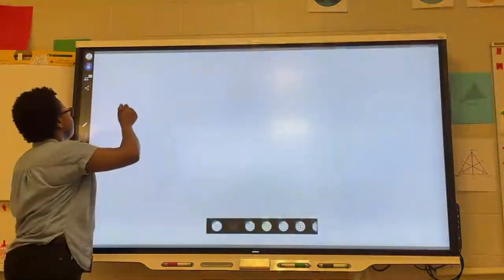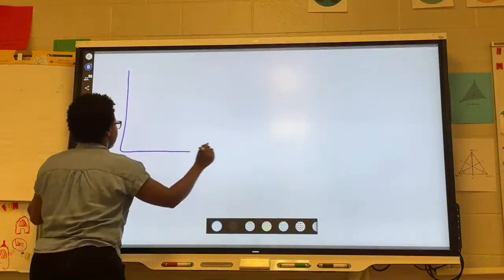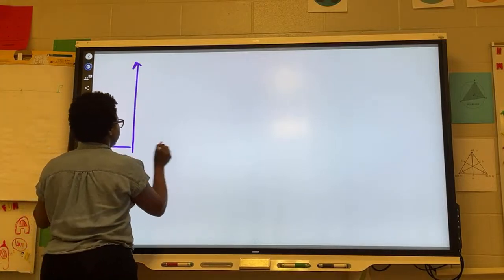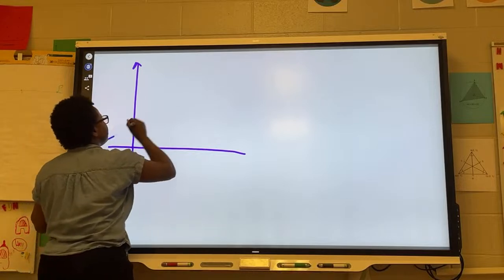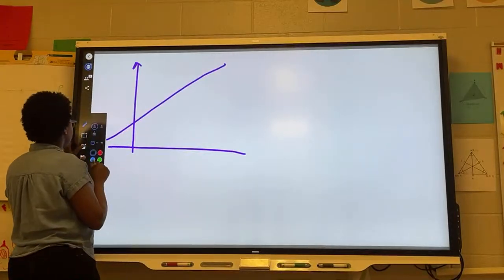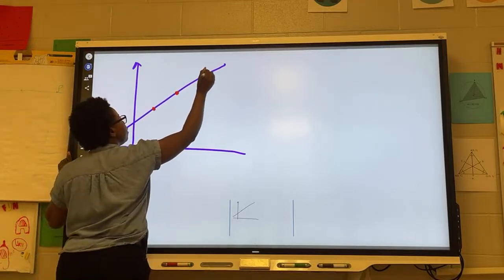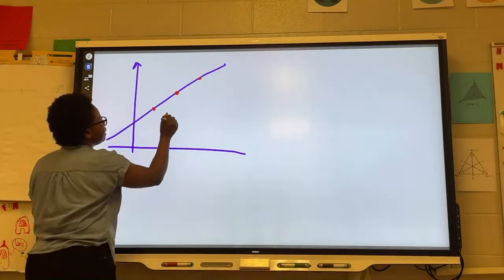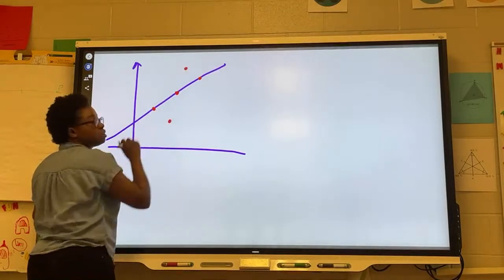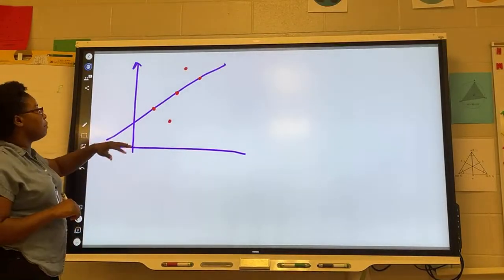I'm going to show you an example of what I'm talking about. If you have your graph right here, and you have a line of best fit, there are going to be times when the line goes through some dots, or there are going to be times when the line doesn't touch any of the dots. You can either go above it or below it.